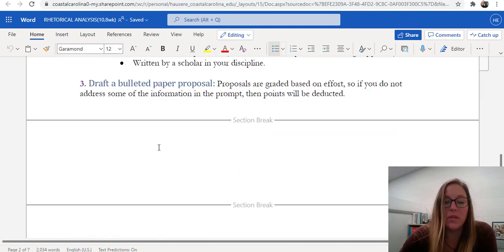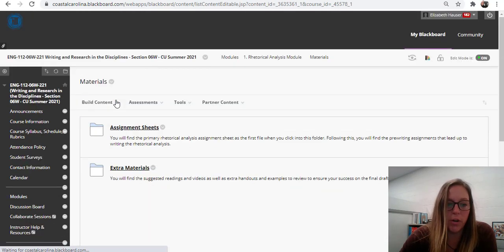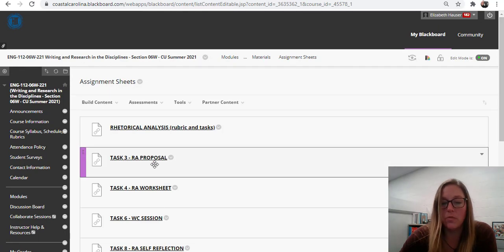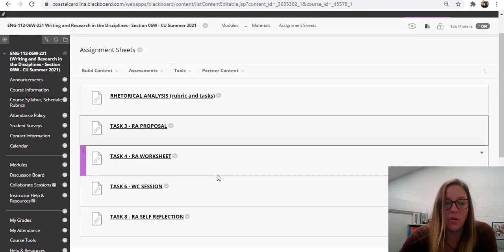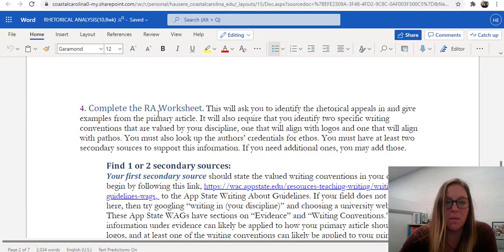Okay, just going through these a little bit more quickly. You're going to draft a bulleted paper proposal. You have a specific prompt to follow for that. Those are located in the materials folder, assignment sheets, task 3, RA proposal. So there's the prompt for that. As you go through these tasks on the assignment sheet, you'll see them in the assignment sheet folder in the rhetorical analysis module. So you'll complete an RA worksheet.